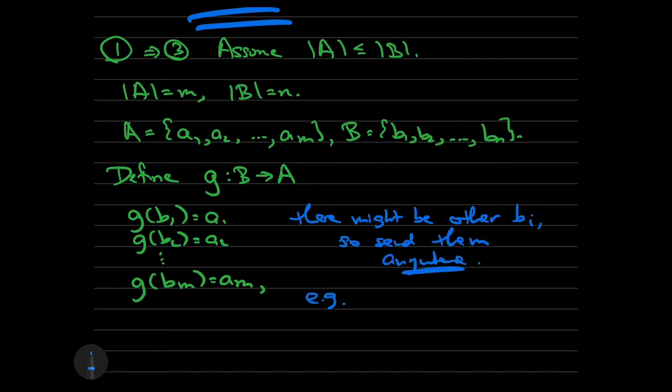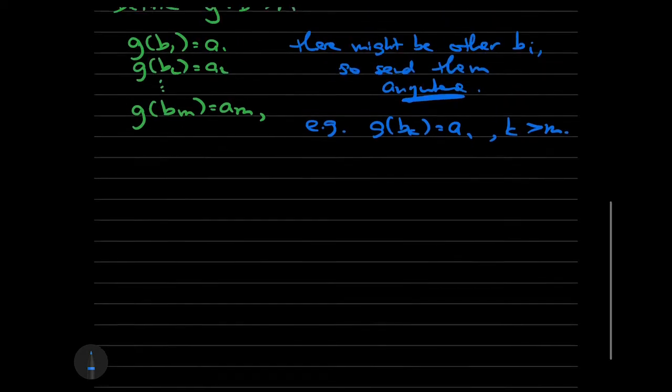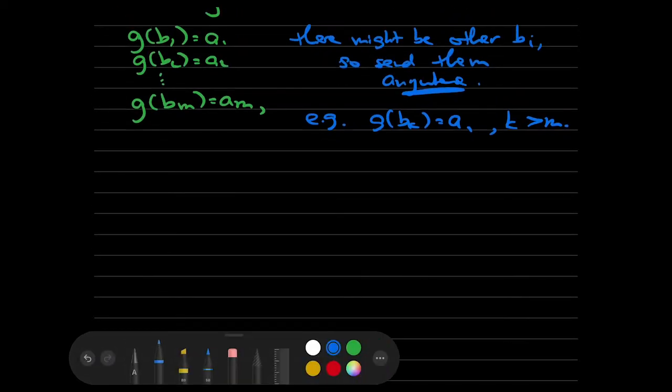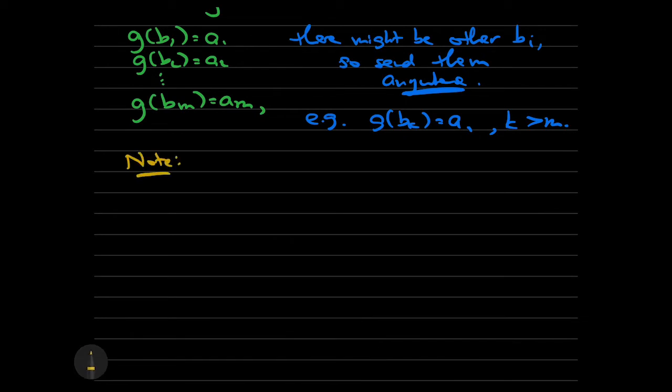Because notice that every point in A has now been hit by some value coming out of the function g, and therefore g is surjective, right? We don't mind that we've hit multiple points twice or 3 times.